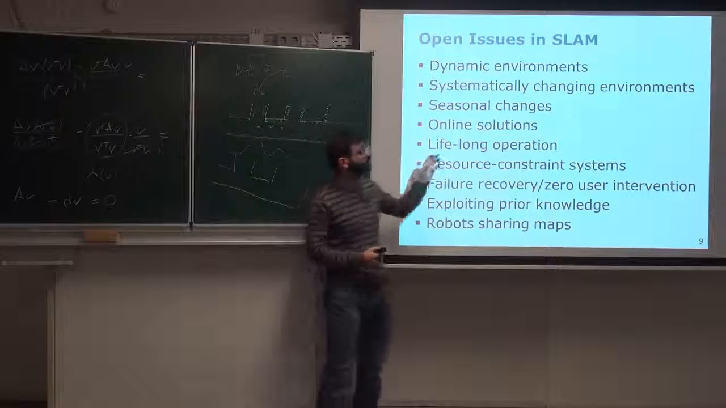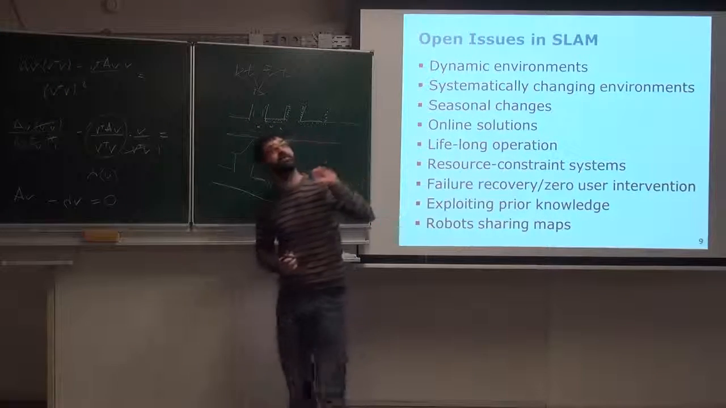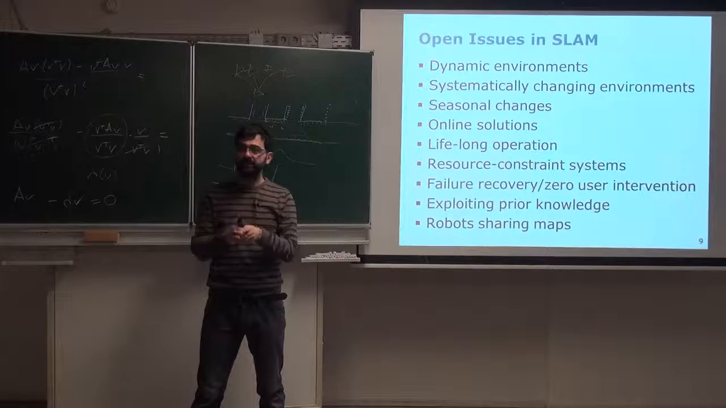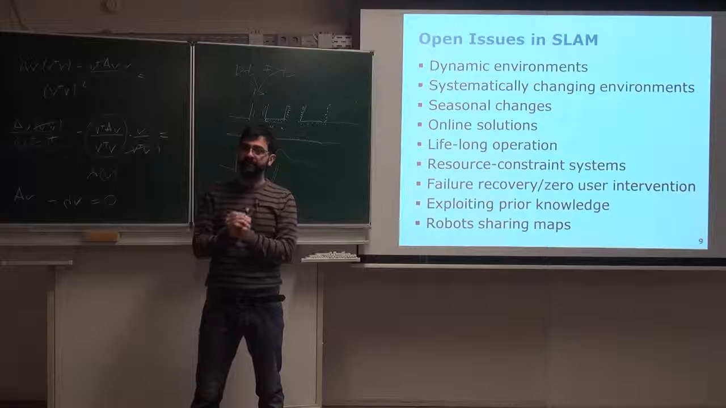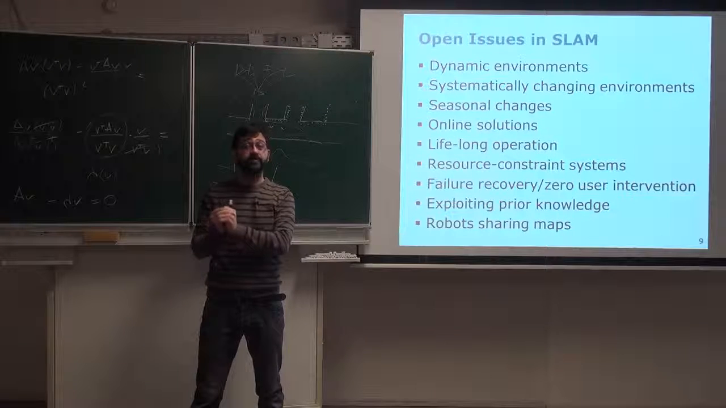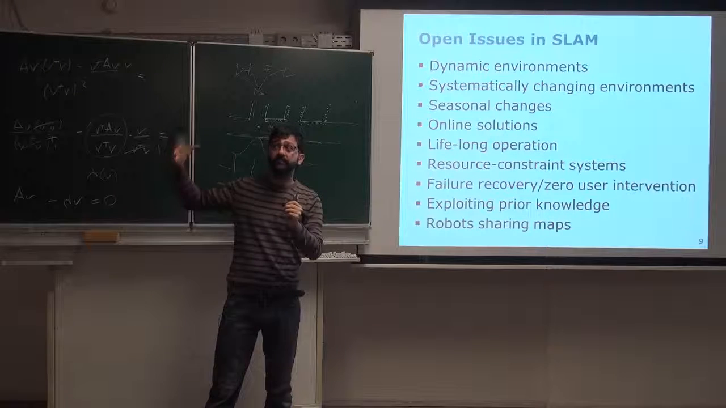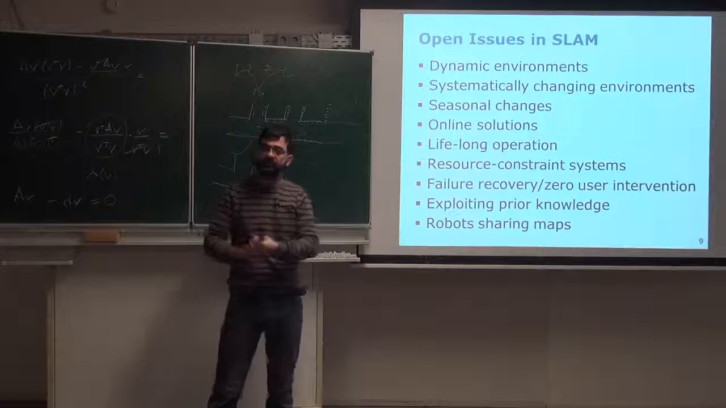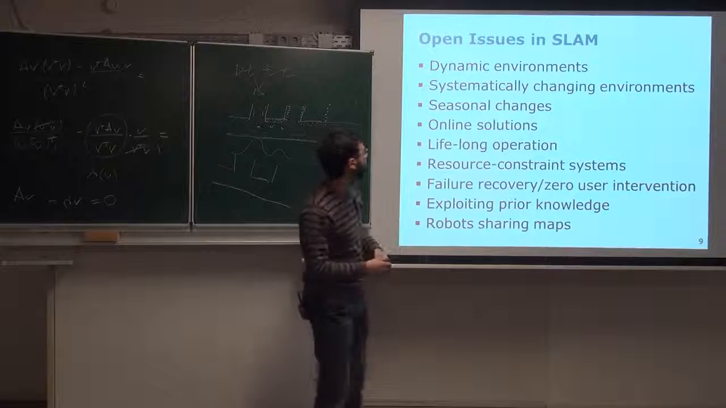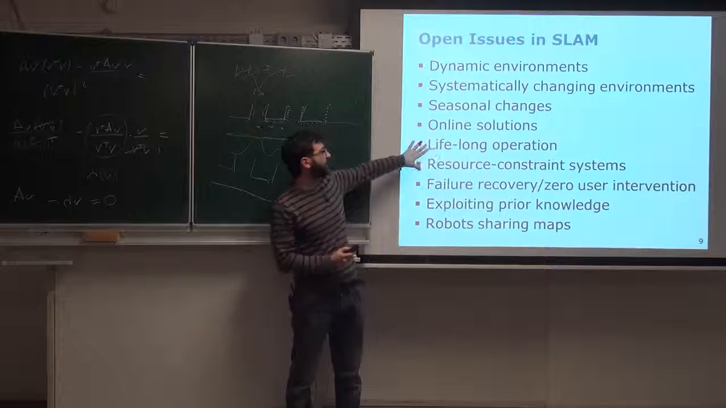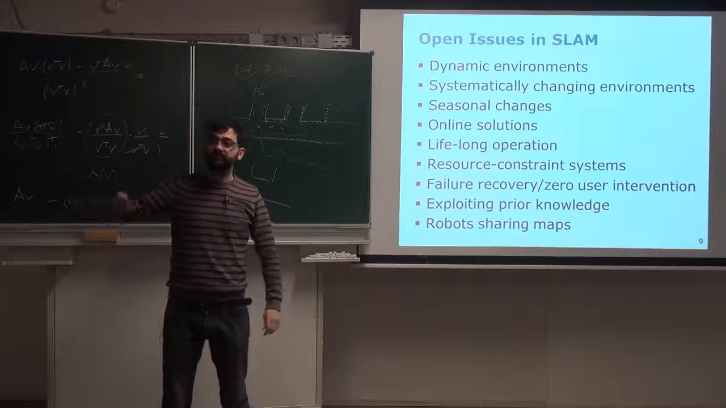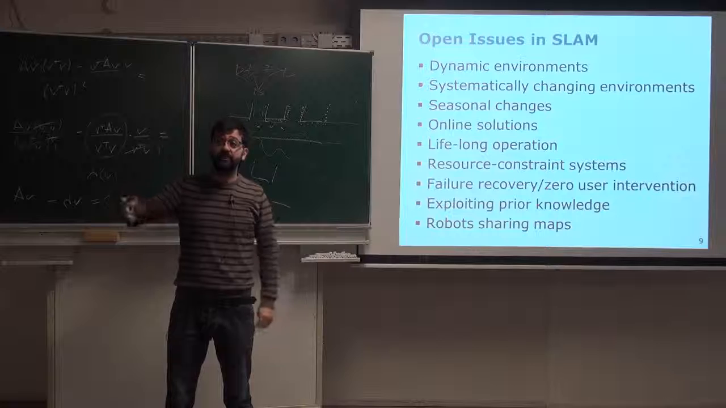A lot of things from the geometric point of view, from the pure measurement, reconstruction and estimation part, are actually well understood. The main problem is the building of the graph: how to handle data association, how to handle ambiguity, how to handle lifelong operation where the robot is running forever and sometimes has to change things. Maybe there is too much data and you cannot store it.